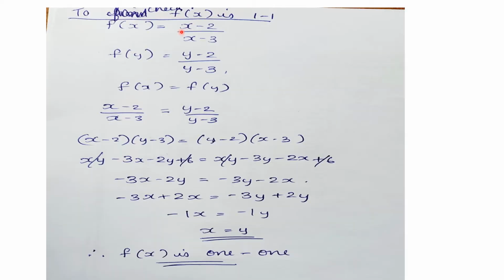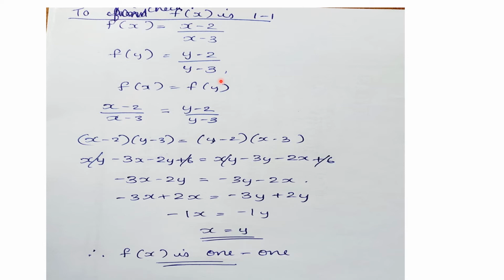So this is for checking f of x is one-to-one or not. For that we have to equate f of x is equal to f of y, and from that we have to prove that x is equal to y. So here we can write f of x is equal to (x minus 2) divided by (x minus 3). Likewise, f of y is equal to (y minus 2) divided by (y minus 3).